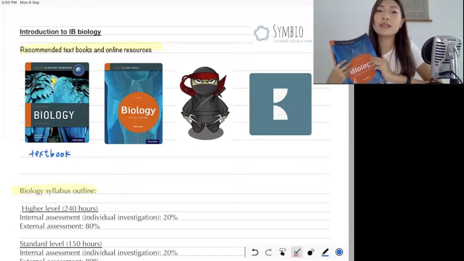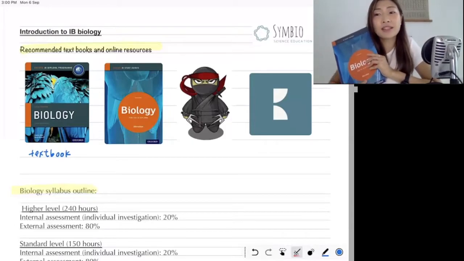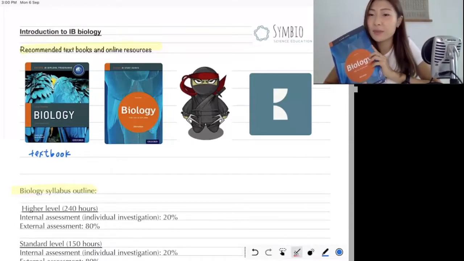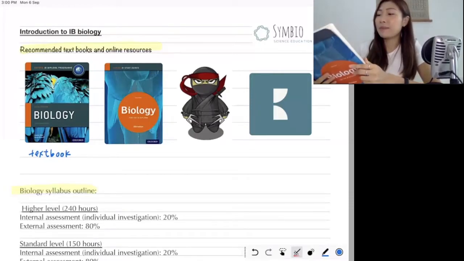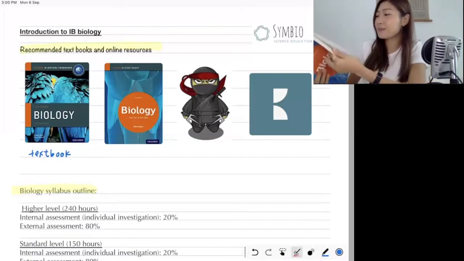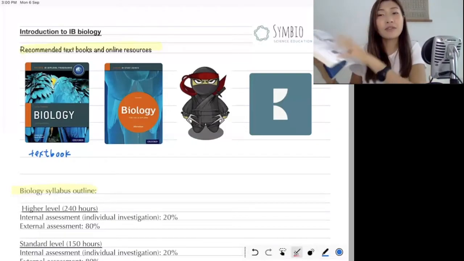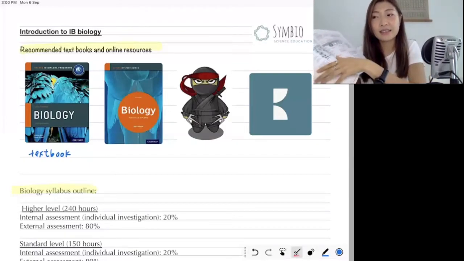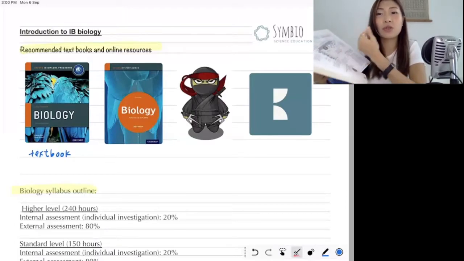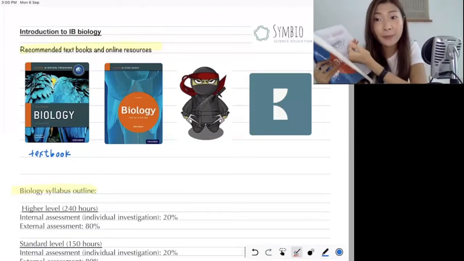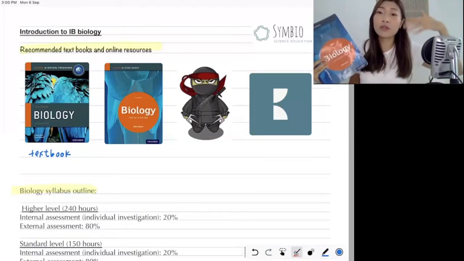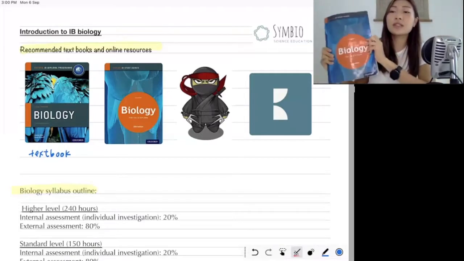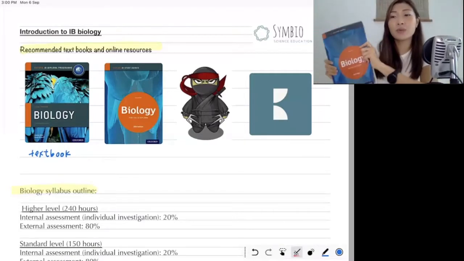But the downside is, first of all, I don't personally think this is that cheap for 200 and something, approximately $250. And at the same time, because everything is very concise, I don't think it would be that useful if you're learning something for the first time. But I do think it would be useful if you already have some idea of what's going on and you can use this to refresh your memory. So I think this would be good.